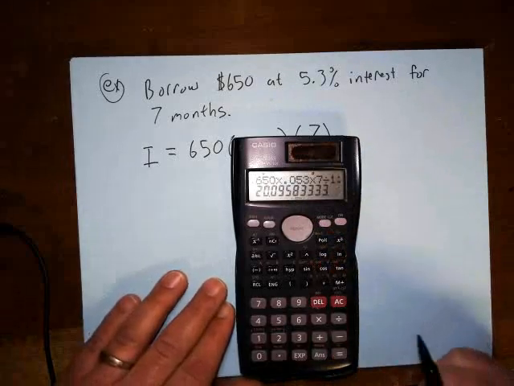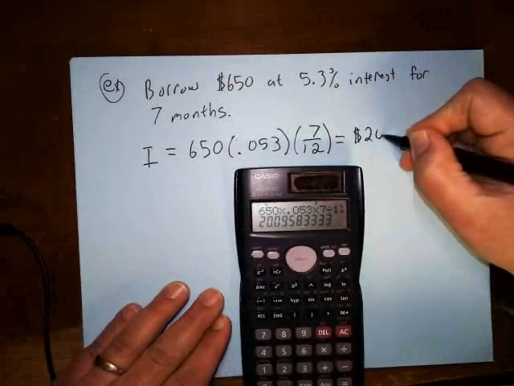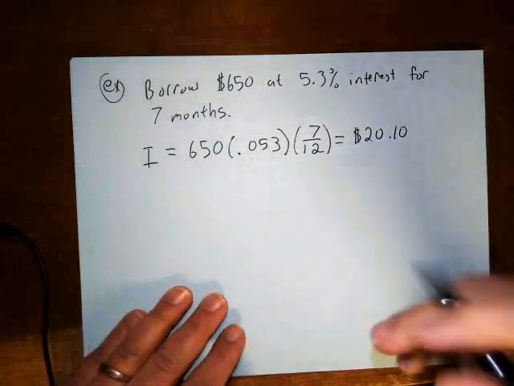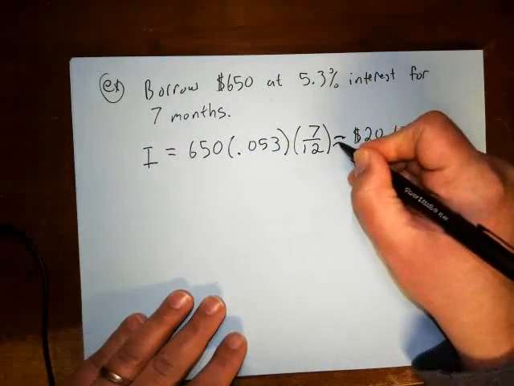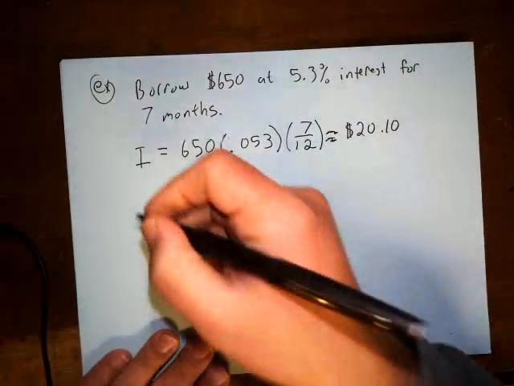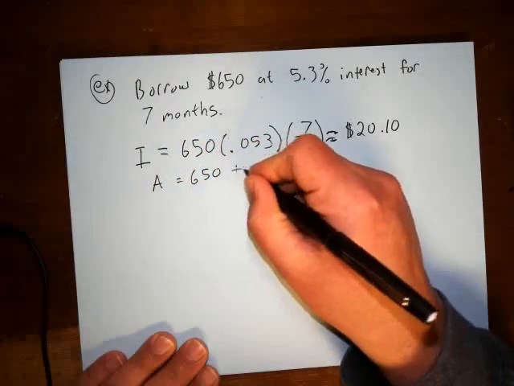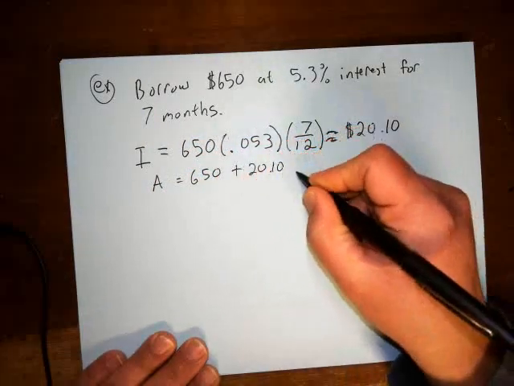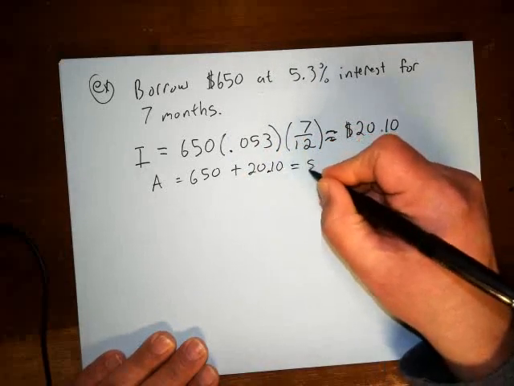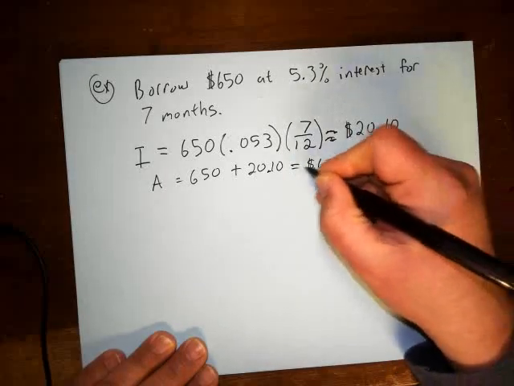Okay. And so what I get here is that it rounds to $20.10, approximately, to the nearest cent. So then the amount that I owe would be $650 plus the interest, $20.10. So when the loan matures, I would owe $670.10.